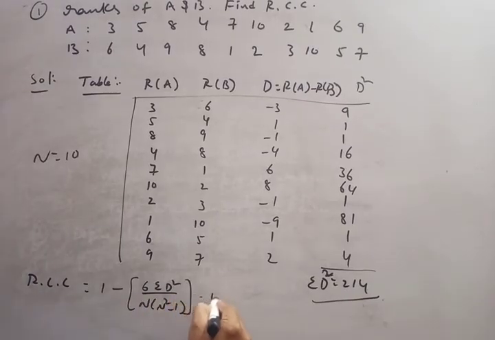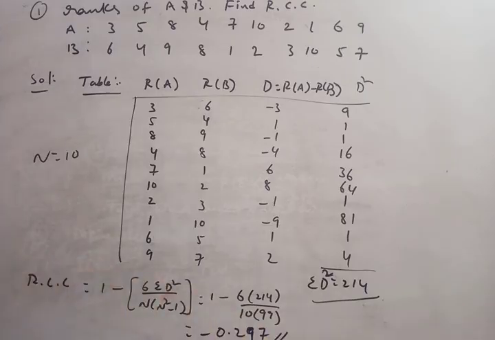So this is equal to 1 minus 6 sigma D square, which is 214, divided by n, which is 10, into 10 square minus 1, which is 99. So it is 990. So 1 minus 214 into 6, which is 1284, divided by 990. So how much is it? 1 minus the answer. Total we are getting minus 0.297. Check the answer, take the calculator and solve it.